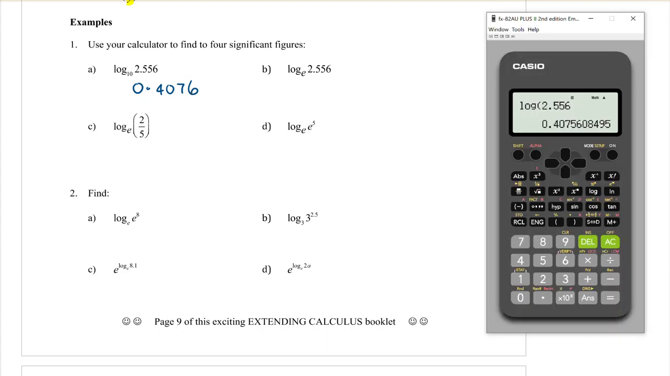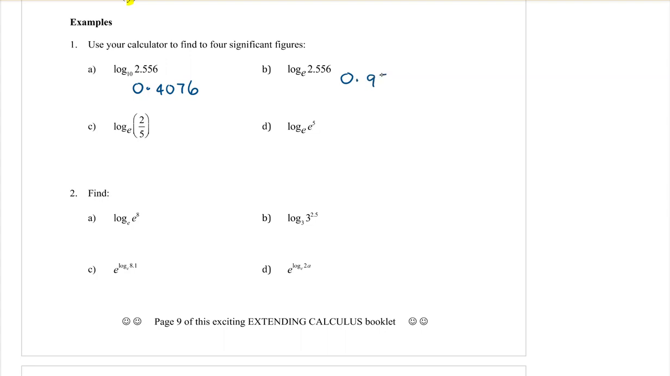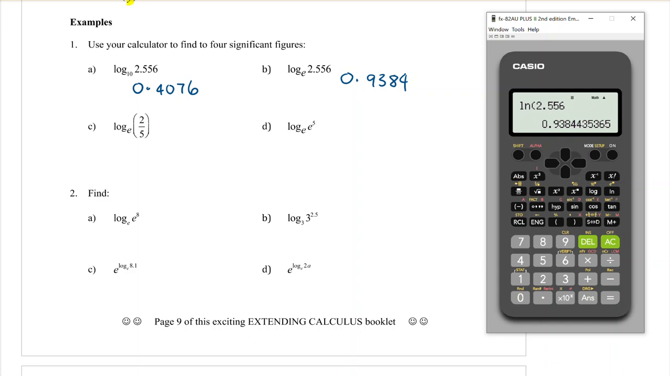Part B, log base e means that I now want to use the ln button on my calculator. Log base e is ln, and then just type the number 2.556. So it's the same number as the first one, but we're just doing the different bases. The first one was log base 10, this is a log base e. So that is 0.9384 to 4 significant figures. Yep, everyone's okay with this? Great.